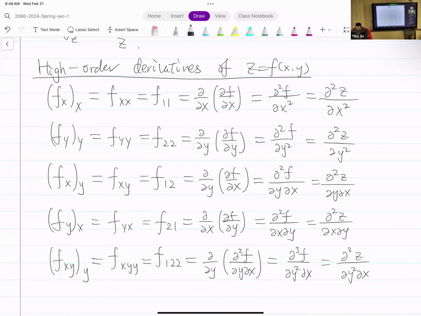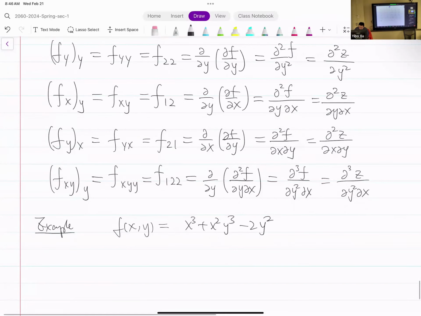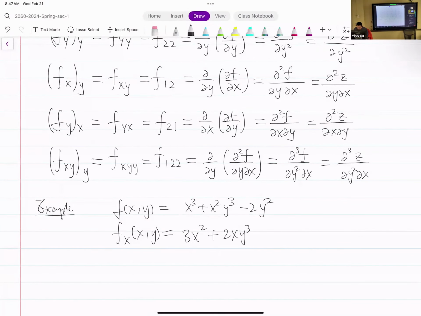Right. So now we do get the pattern of the notation. So let's look at an example. Let's look at a function that's not so complicated, a polynomial: x cubed plus x squared y cubed minus 2y squared. Okay. So now let's play with the higher order partial derivatives. Of course, we should be very familiar with the partials by now. So f sub x. Here we treat y as constants. So we should have 3x squared. There's no constant here. Plus, x squared gives you 2x, and then we keep y to the 3 as a constant. And finally, the last term doesn't give you anything because it's not changing when x changes.